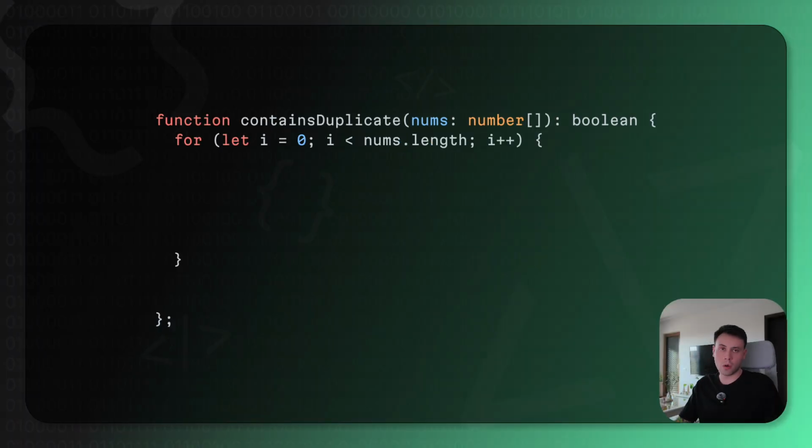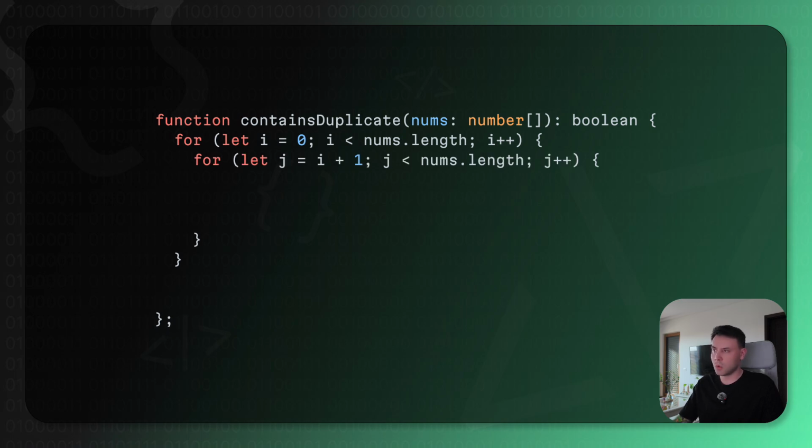So, how do we approach this problem? Let's begin with the most straightforward approach, the brute force method. We just need to compare each pair of elements in the array. Start with the first number and check if it is equal to any of the numbers that come after it, and do the same for each one. Here's how it works. We start a loop with i going from 0 to the end of the array. Inside that, we have another loop with j starting from i plus 1.